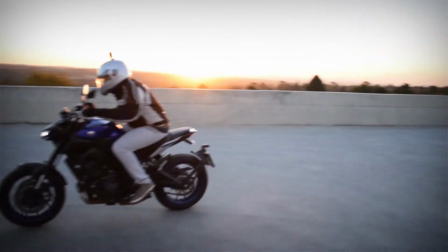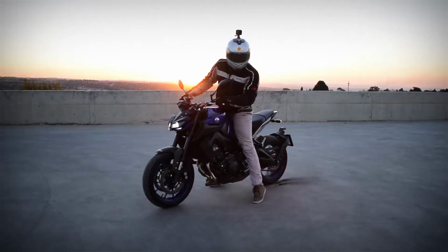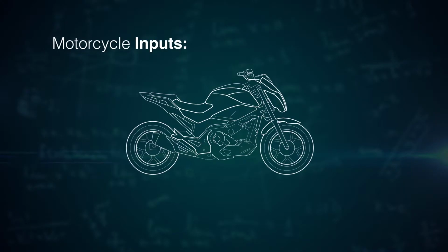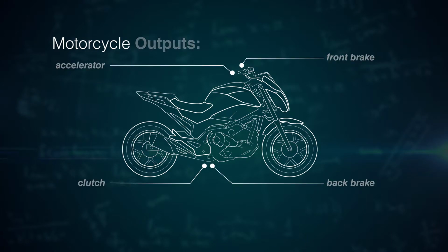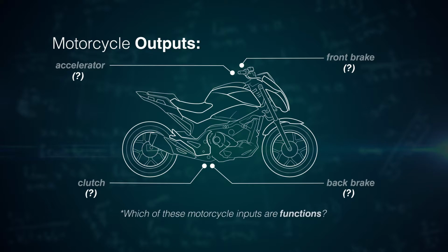To better demonstrate the differences between a relation and a function, I'd like to use the simple example of a motorbike. Let's focus on the different inputs the bike has to determine what their outputs are, and therefore determine whether these relations are functions or not.